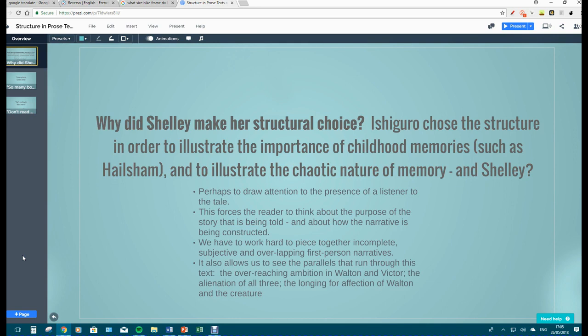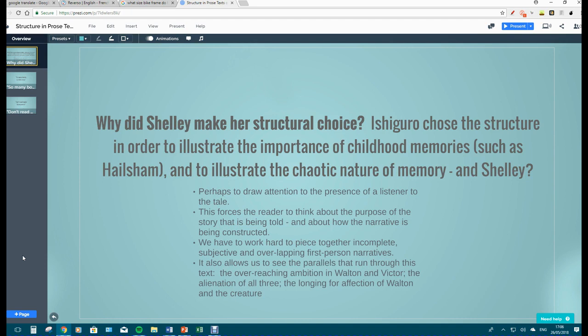The other thing is that you've got these incomplete, very subjective, and overlapping first-person narratives. None of them are complete in themselves, and they jump around and overlap. You get different stories told from different perspectives. What this means is that as a reader we have to work a little bit harder to piece together what the truth is, where the reality of the story lies.